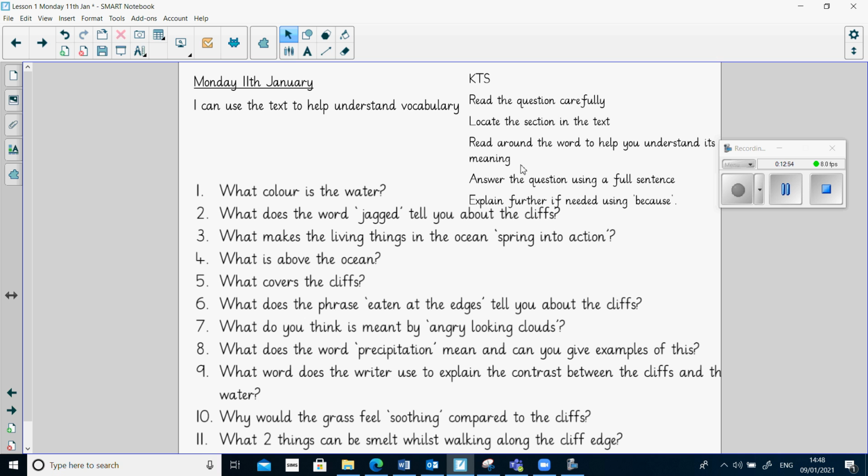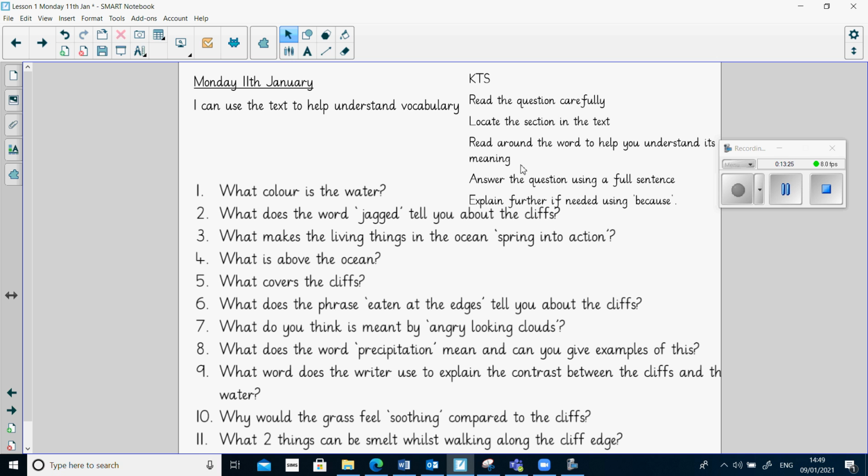So question one, what colour is the water? Two, what does the word jagged tell you about the cliffs? Number three, what makes the living things in the ocean spring into action? Number four, what is above the ocean? Number five, what covers the cliffs? Number six, what does the phrase eaten at the edges tell you about the cliffs? Number seven, what do you think is meant by angry looking clouds?